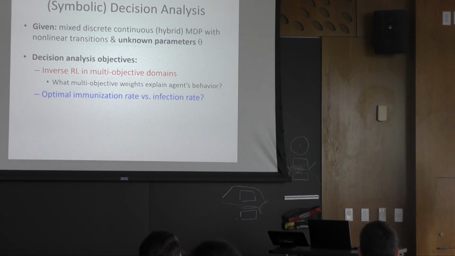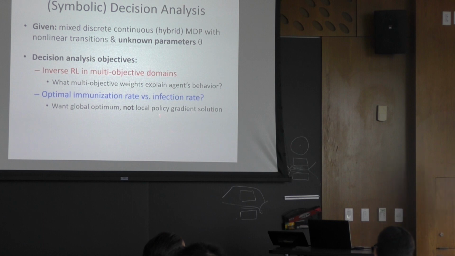And you kind of want to know what's the optimal immunization rate sort of as a function of the infection rate. I don't want some sort of local optimum. I want the full symbolic view of how the optimal policy varies as a function of the infection rate.